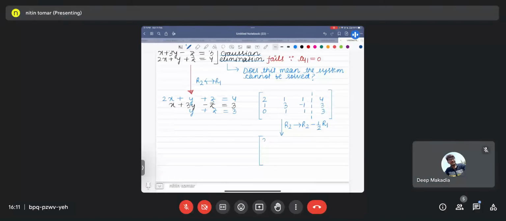Okay. So what it should be 2, 1, 1. It will be 0. 3 minus half will be 5 by 2. Minus half will be 1. Oh, sorry, minus 1. 4, then 3 minus 2. This will be 1. Am I correct? Yes, sir.